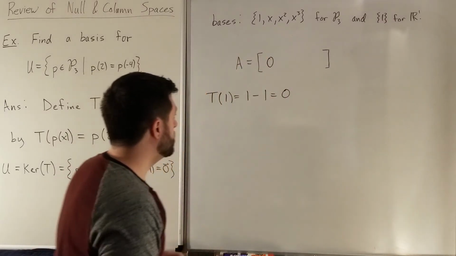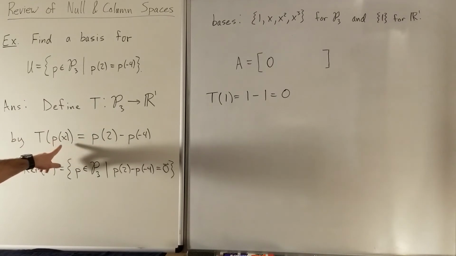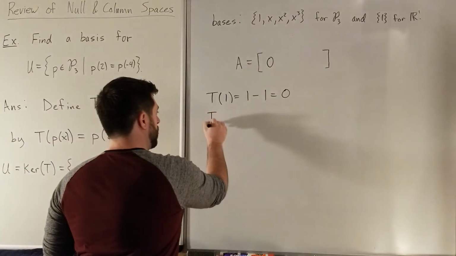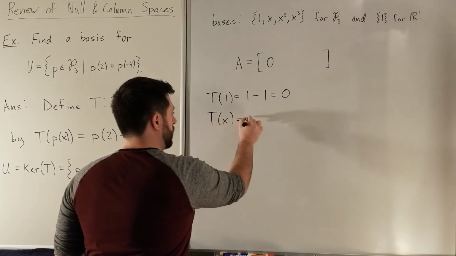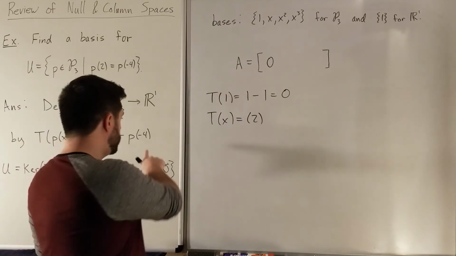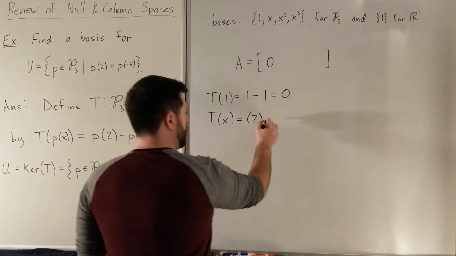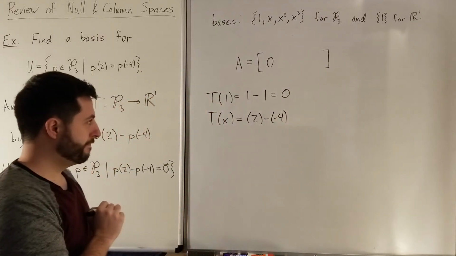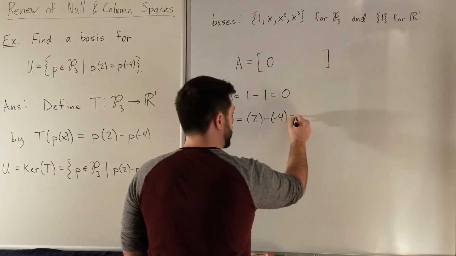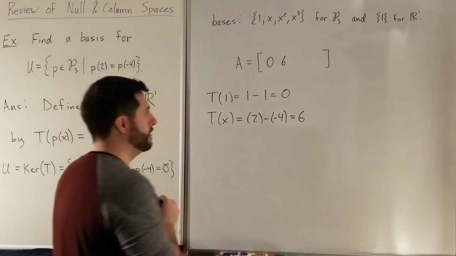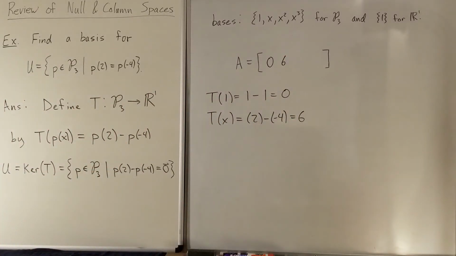So now the second basis vector, x. I have the polynomial x that I'm plugging in here. x evaluated at 2 is just 2. And x evaluated at negative 4 is negative 4. Okay, we can subtract these two and get 6. So the second basis vector gets sent to 6.